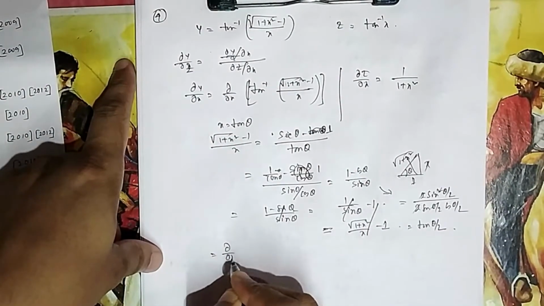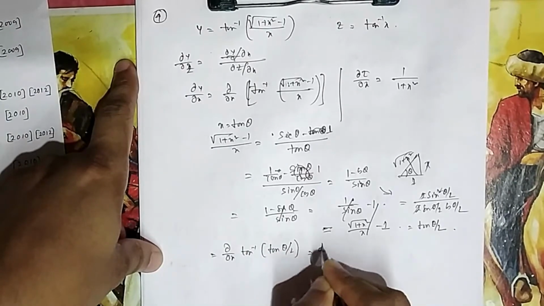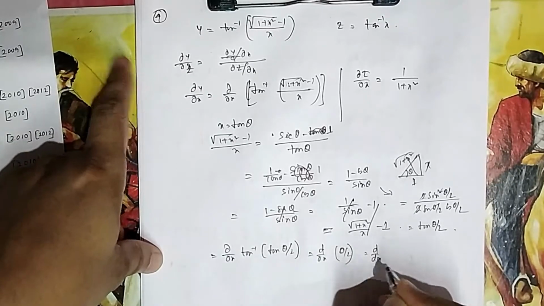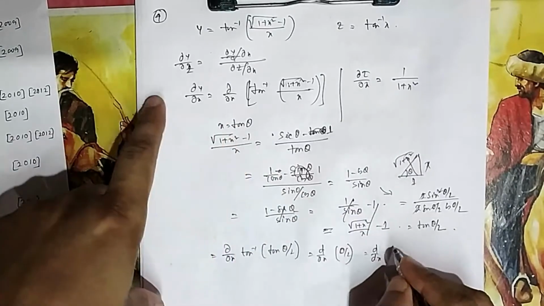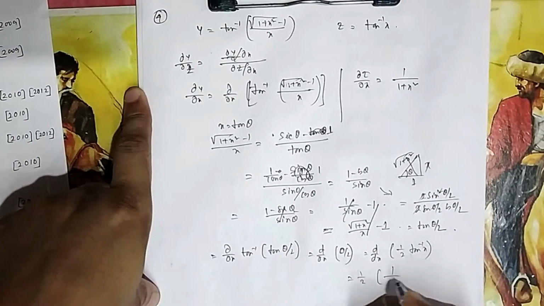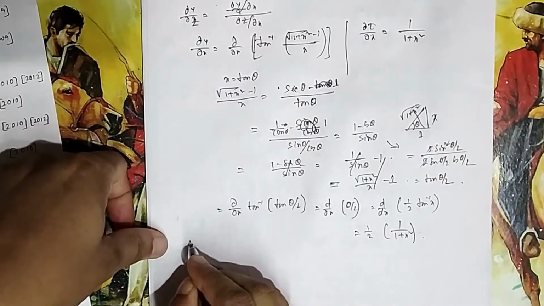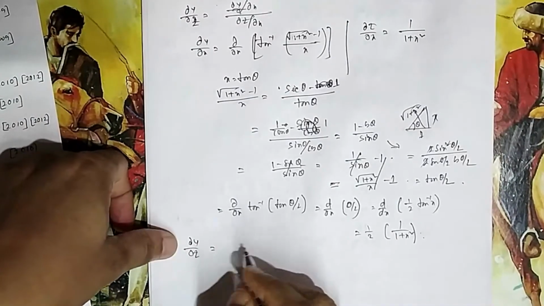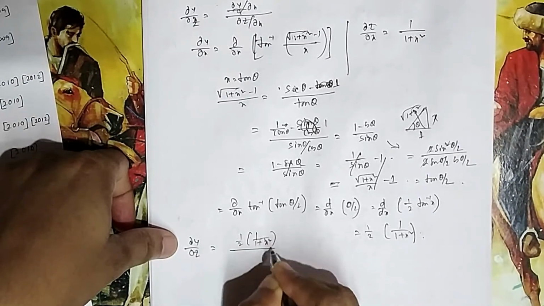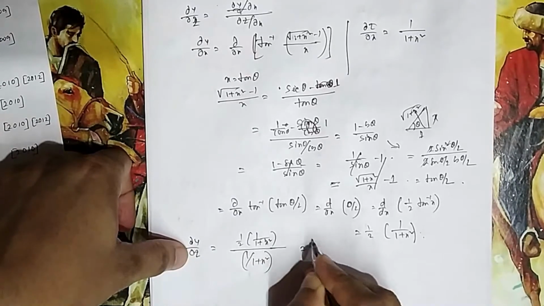So d dx of tan inverse tan theta by 2. So tan inverse and tan get cancelled, you will ultimately get d dx of theta by 2. So what is theta by 2? What is theta? Theta is tan inverse x. So it is half of tan inverse x. So that is half times 1 by 1 plus x square. So this differentiation becomes easy if you do this trigonometric substitution. Therefore dy dz is equal to, your dy dx is this one, half times 1 by 1 plus x square, and dz dx is 1 by 1 plus x square. So this gets cancelled, so half is your answer.